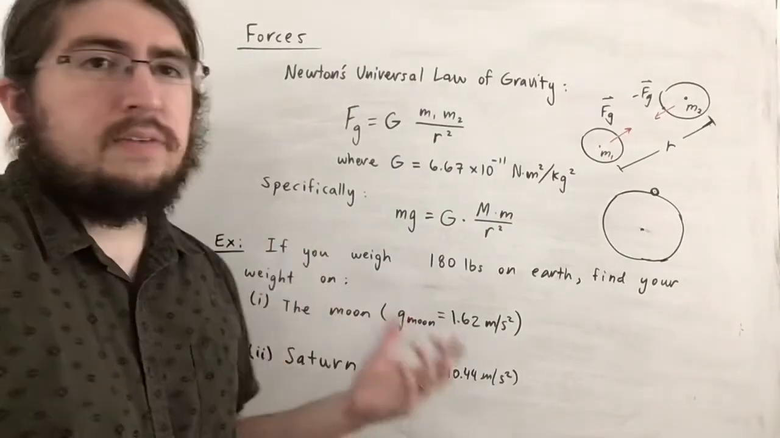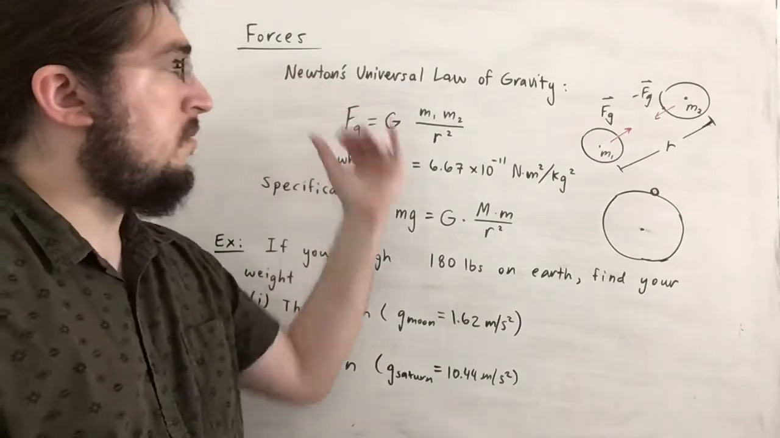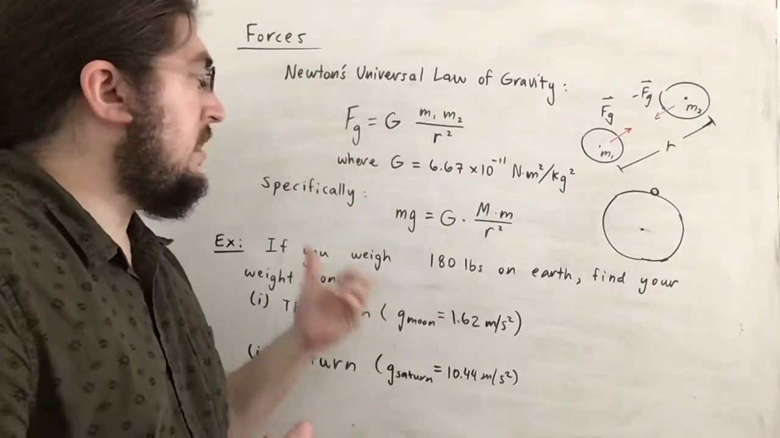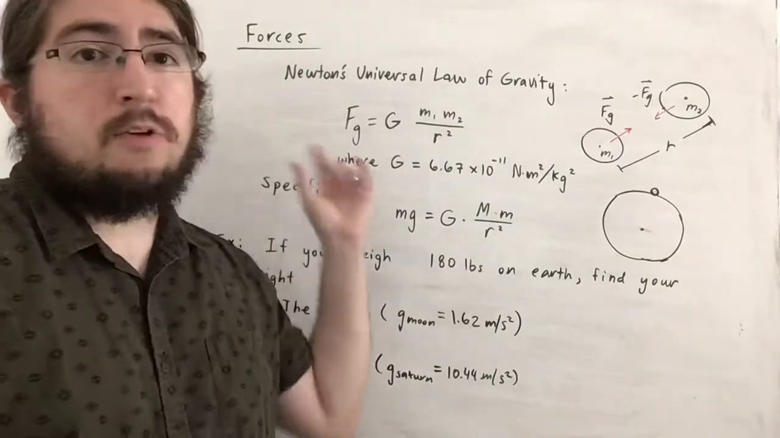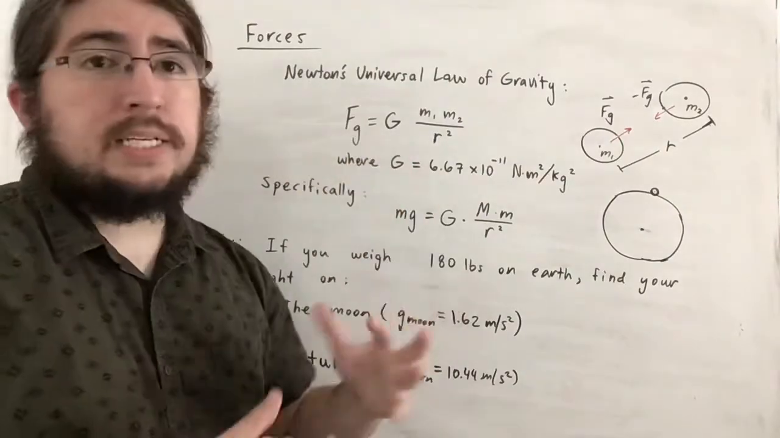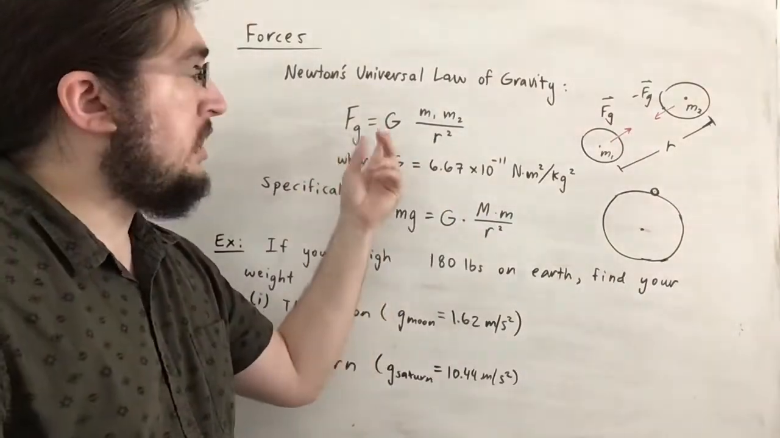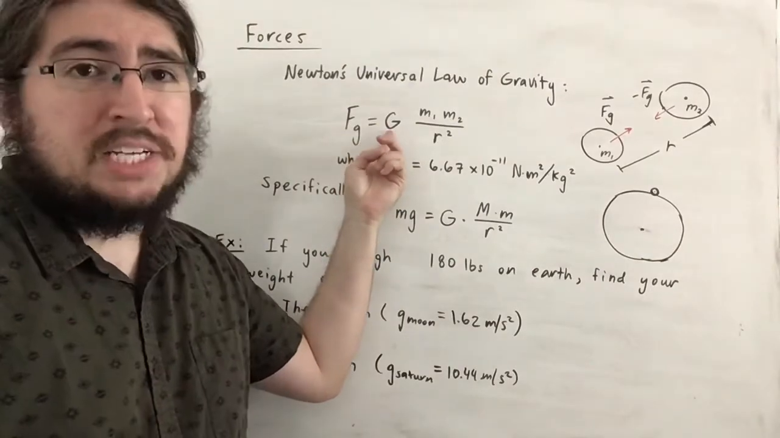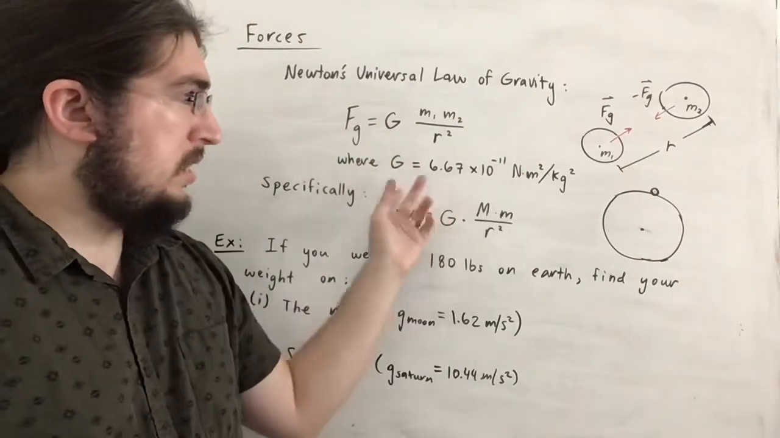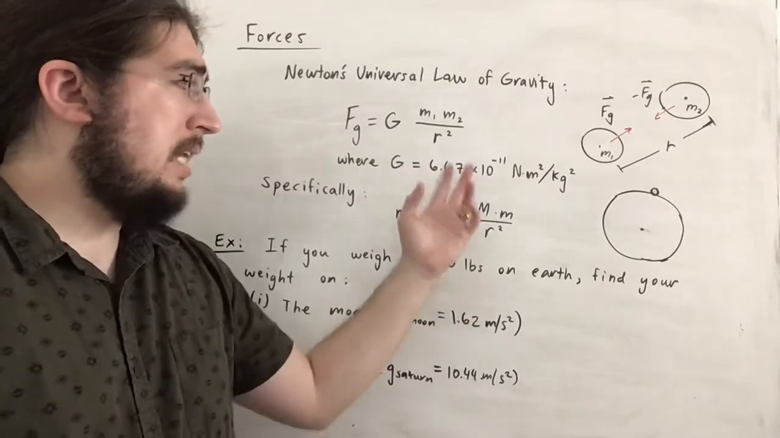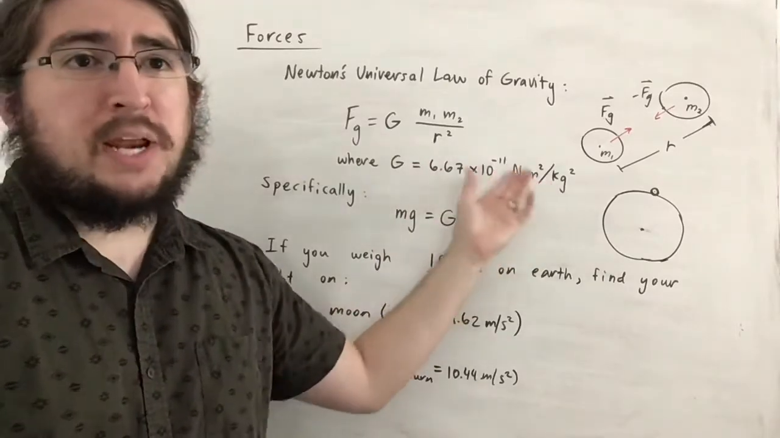Now, the detail of this comes in what is called Newton's universal law of gravity. Basically, this says that the force of gravity between two objects in space in the universe is given by this equation here, where G is known as the universal gravitation constant, which is this number, 6.67 times 10 to the negative 11, with this very strange unit.